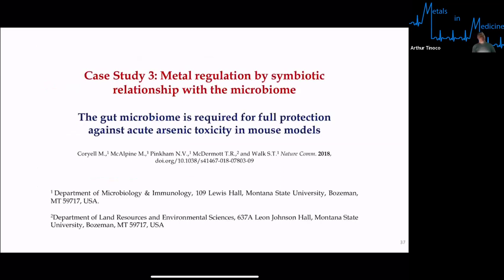Okay. So the other article that I had you read, you check your time, was this article here. This one has to do with metal regulation by a symbiotic relationship with the microbiome. Here, the gut microbiome is required for full protection against acute arsenic toxicity in mouse models.